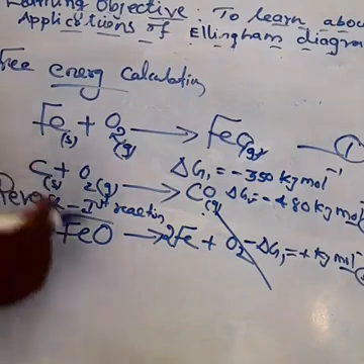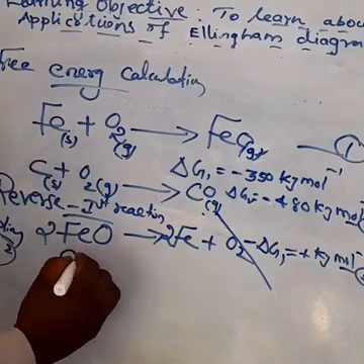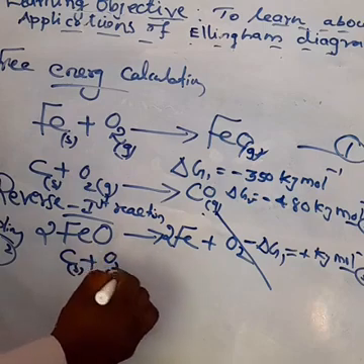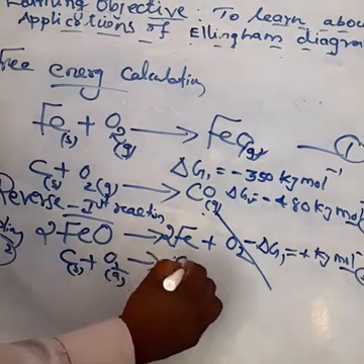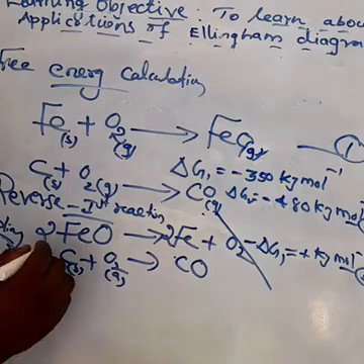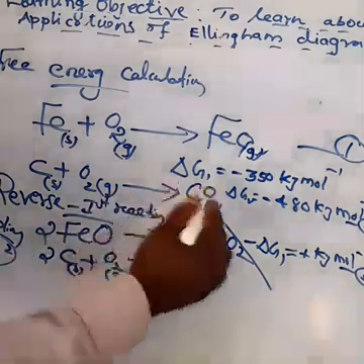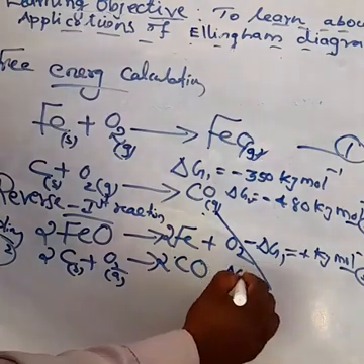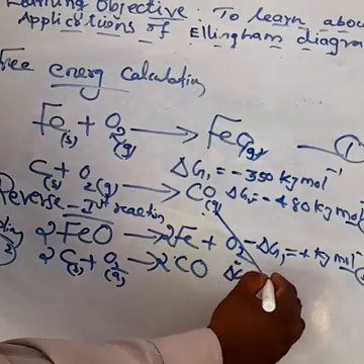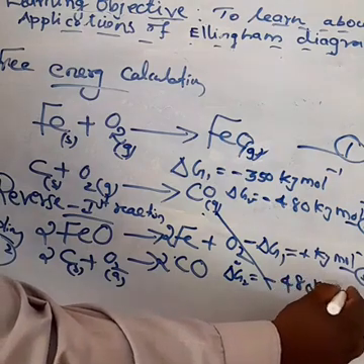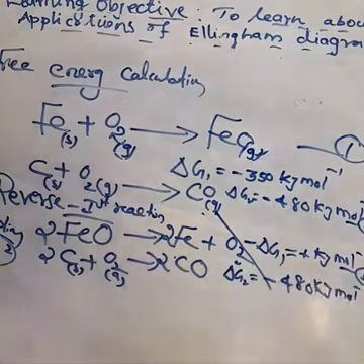Next I am going to write the second reaction: carbon reacts with oxygen. Carbon is in solid state, oxygen in gaseous state, gives carbon monoxide. You have to balance the equation. I am writing the same delta G naught value, that is about negative 480 kilojoules mole inverse.